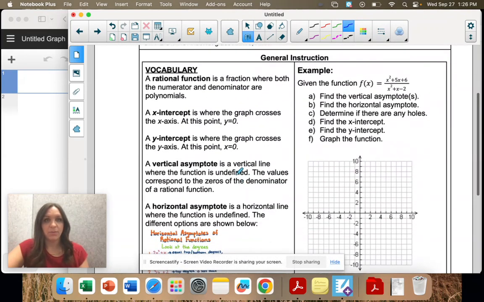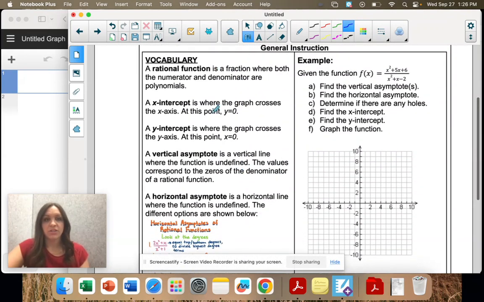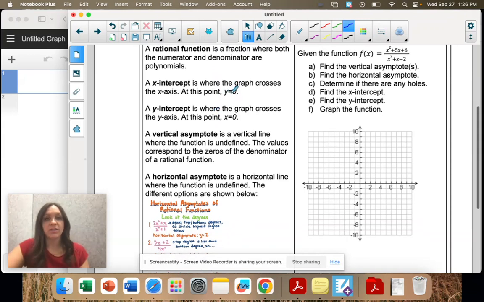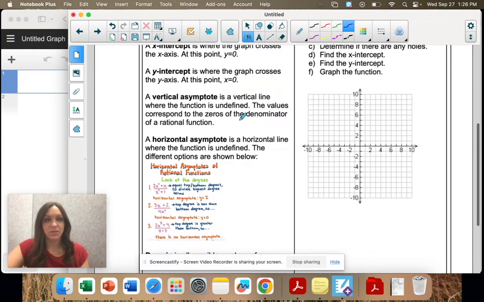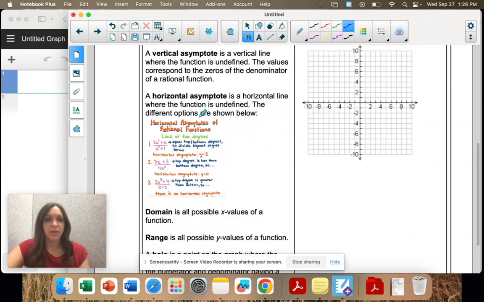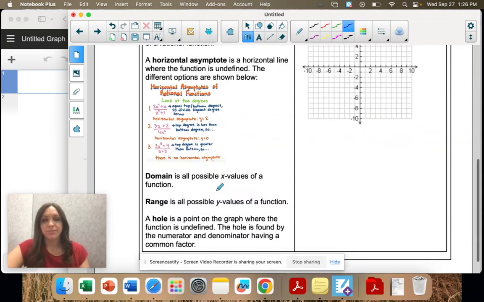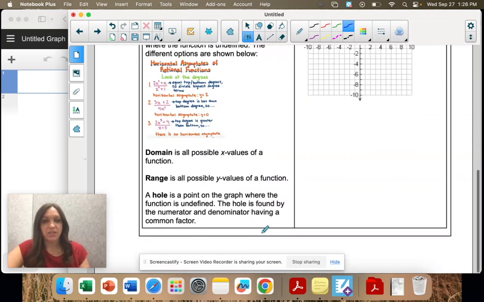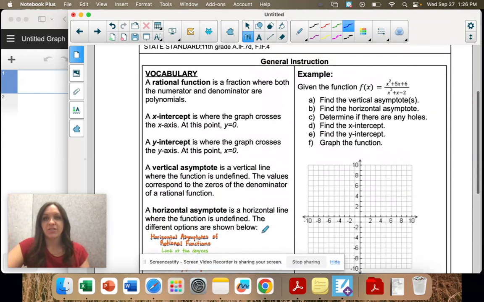So look at all this vocabulary. Dang. Rational function, x-intercepts y equals 0, y-intercept x equals 0. The vertical asymptote comes from the denominator. And the horizontal asymptote, I put this little graphic in here. There's 3 different options depending on the degree of the top and the bottom. Domain is x values, range is y values, and then we still have our holes where there's common factors. So we're going to go through all of that.